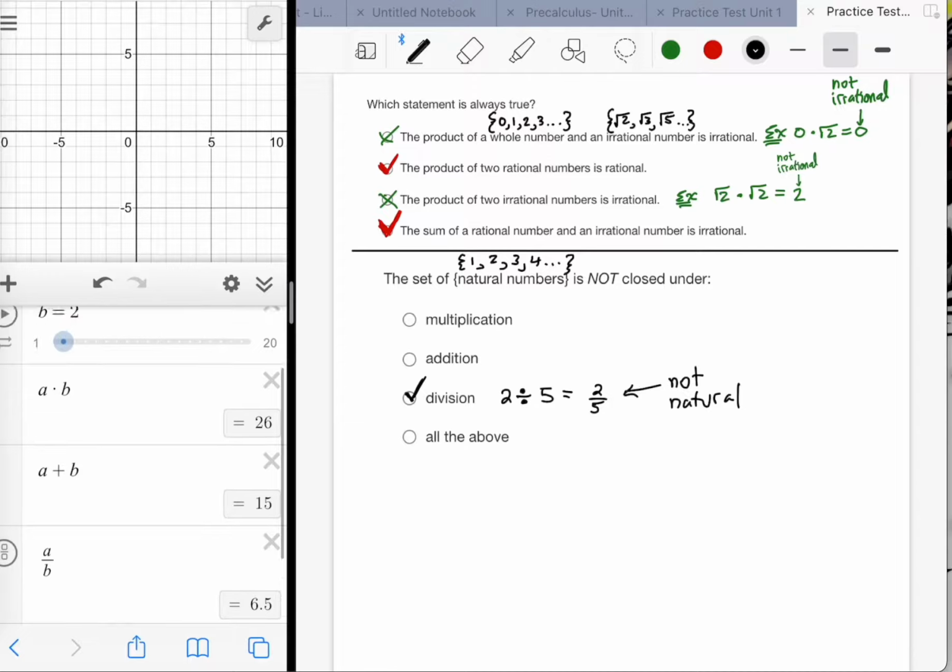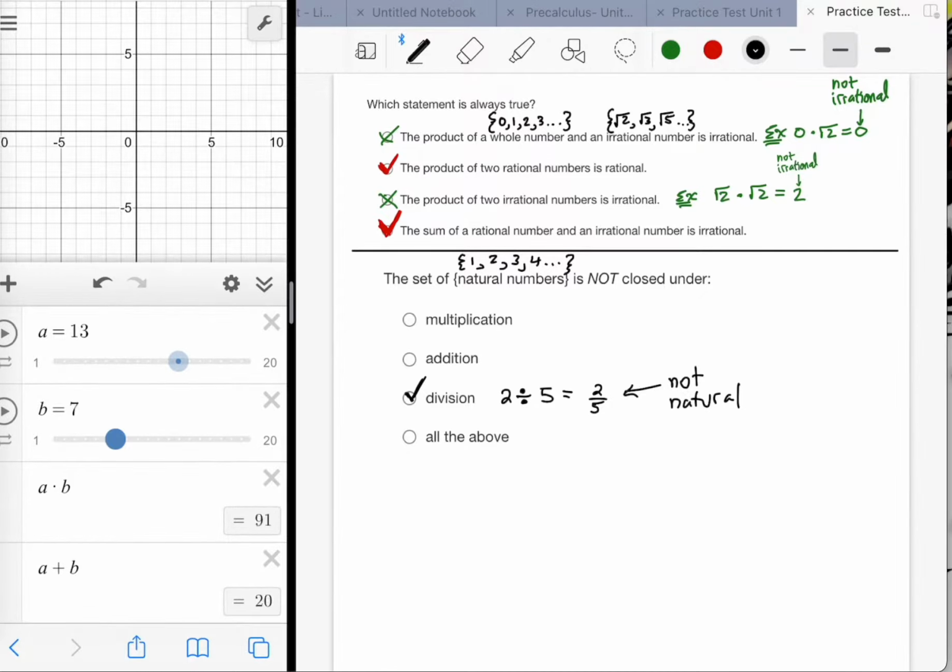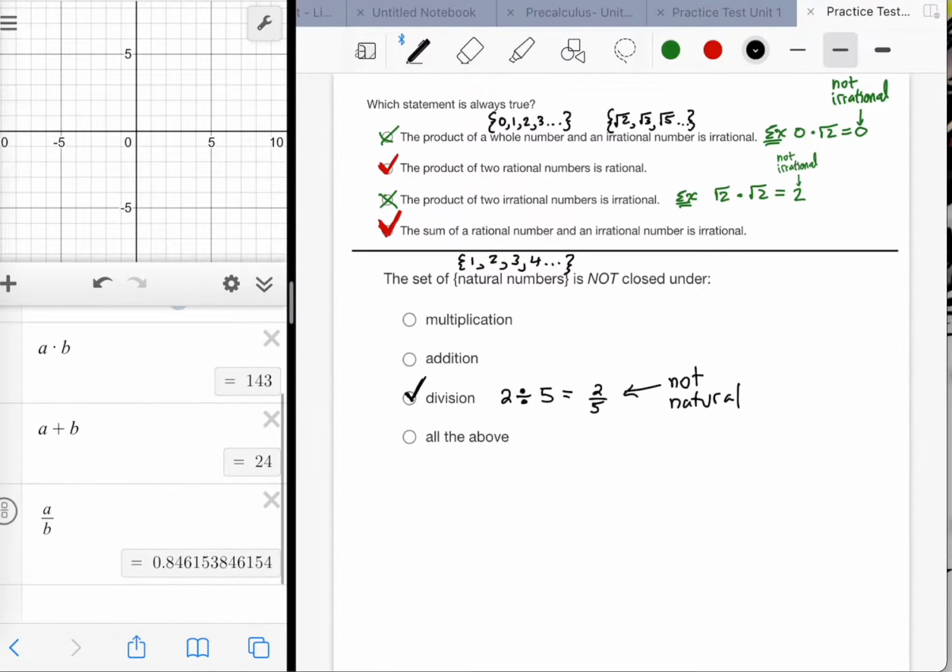All right, so now I can look at it and say, slide my slider, no matter where I put my slider, A times B always seems to be a natural number. A plus B always seems to be a natural number. A divided by B is the funny one. That's the one where it's like, well, that's not a natural number. You could hit that little fraction icon to show what it'll become in simplest form, but it's definitely not a natural number. It's a fraction, right? It's a ratio or a rational number, right? So you could get it that way too.